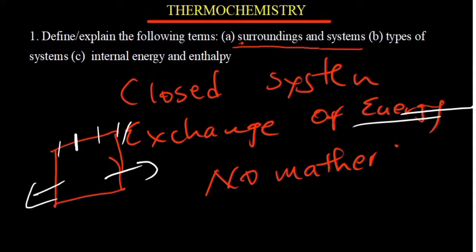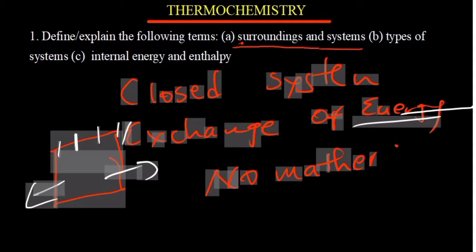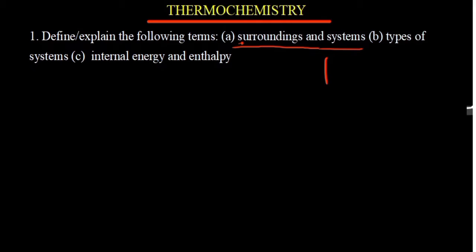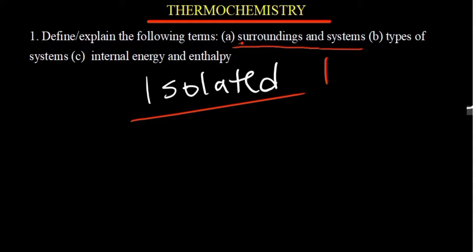Then the last type of system that we have to know about is what we call an isolated system. What is an isolated system? As the name entails, an isolated system is the type of system that doesn't exchange. So there is no exchange of both what?